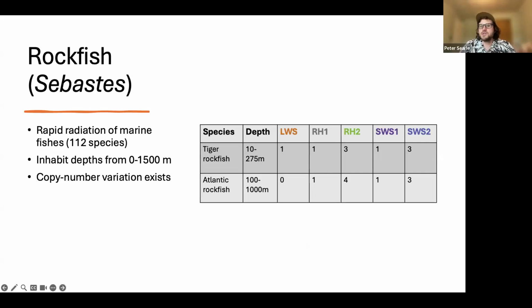Additionally, although few genomes have been evaluated for differences in gene copies, there is evidence that variation exists, specifically in LWS and RH2, which are the genes that I'm going to talk about more. Now, you'll notice that these changes are small. Instead of seeing multiple copies, LWS is 1 or 0, and RH2 is 3 or 4. It still suggests that even within a genus, you can have gene loss and gains happen pretty readily. And really, all of these factors taken together make rockfish an ideal system to explore how changes in light environment could lead to adaptive divergence in visual pigments.